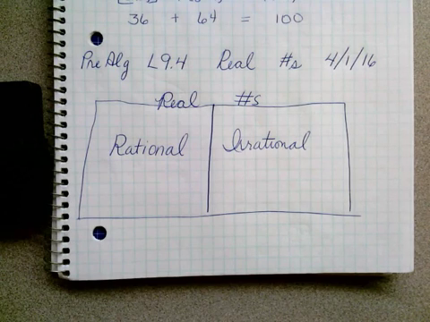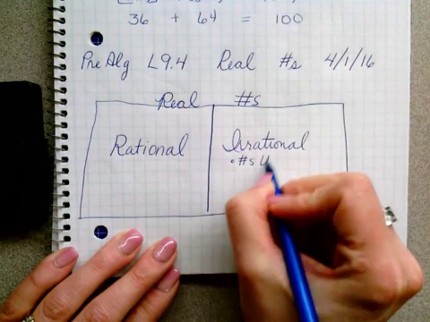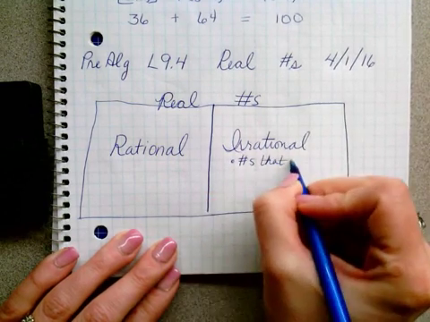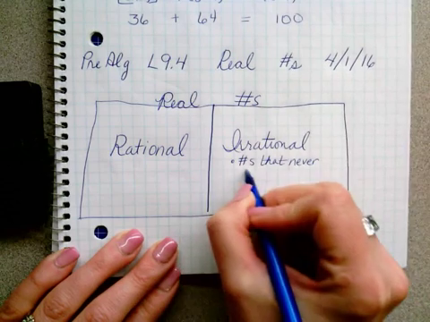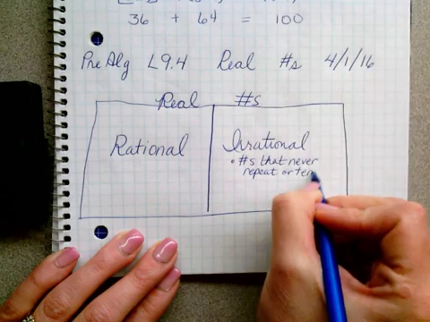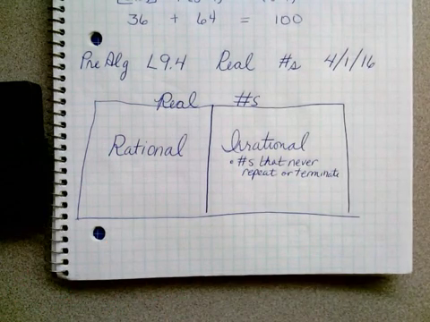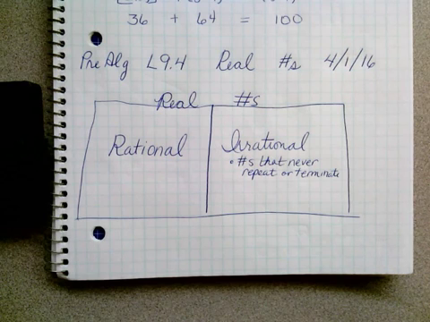Irrational numbers are quite easy to define. Numbers that never repeat or terminate. Okay, so 3.141579 blah, blah, blah. Pi is an example of an irrational number. It doesn't mean it's useless, it's just the definition.